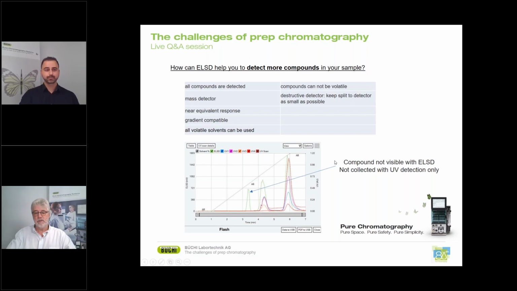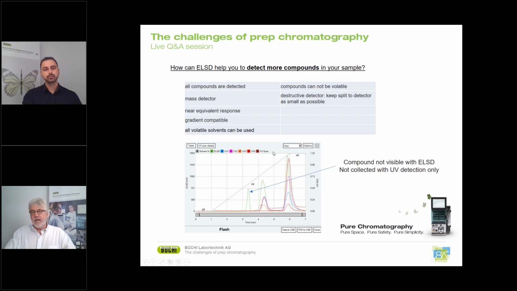Very nice. So here we have the first question already. It's from Mian from Germany. And the question is, is ELSD detection suitable for quantitative measurements? And if yes, what is the theory behind the detection technique?